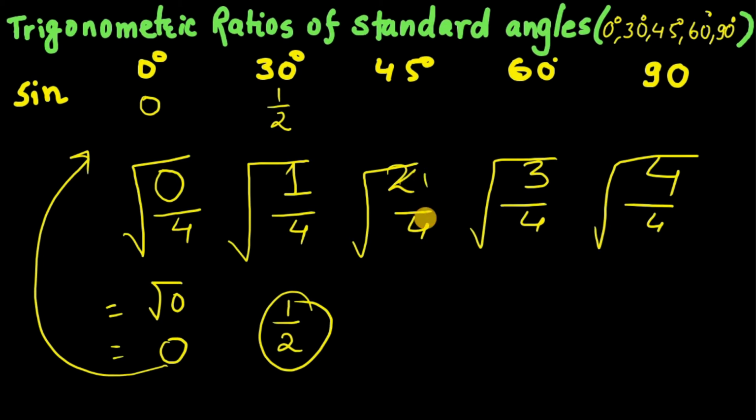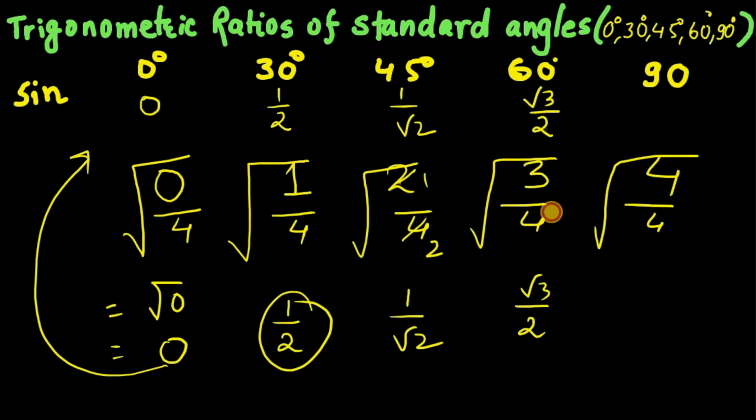Similarly, 2 upon 4 will be cancelled, getting 1 by 2 and it's 1 upon root under 2, and this is the value for sine 45 degree. Similarly, root 3 upon 4 means root under 3 upon root 4 means 2, and this is the value for sine 60 degree. 4 upon 4 is 1, so root under 1 is equal to 1, and this is the value for sine 90 degree. Isn't it so easy?